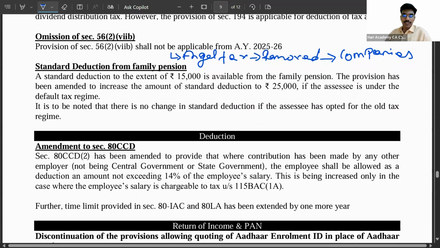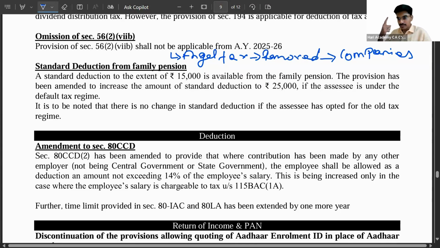Next is the standard deduction for family pension. If you see earlier, the standard deduction for salaries has also been increased. Now they have also increased it for family pension, which is taxable under income from other sources. The standard deduction has been increased from 15,000 to 25,000. In salary, it was from 50 to 75. Here it is 15 to 25. This is given under section 57.